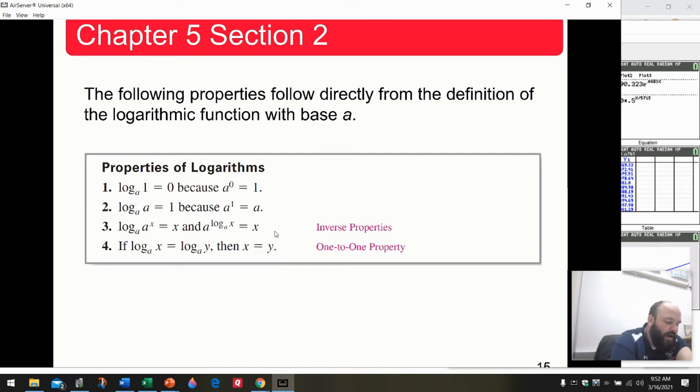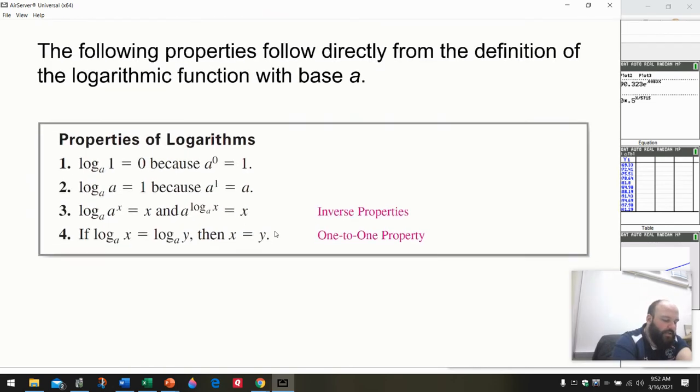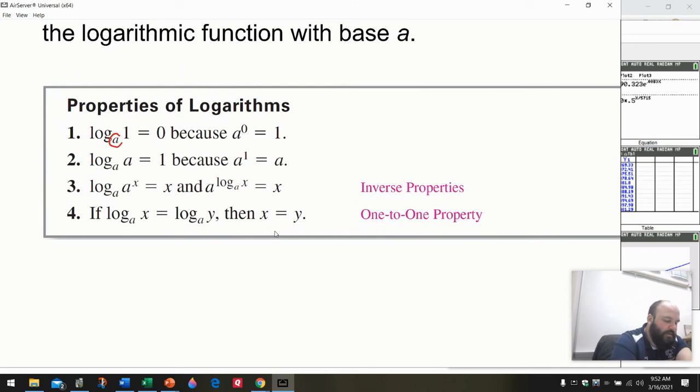So this first property is showing you the zero property. And what it says is if you have log of 1, it doesn't matter what the base is. The base can be anything. But if you are logging the number 1, you will always get 0. And the reason it is always 0 is because of what I showed you in the first rule, which is how to take something from logarithmic form and put it into exponential form. The base to this power equals the 1. So a to the 0 power is 1. Okay.